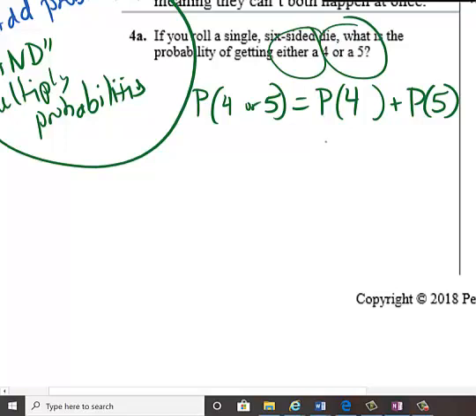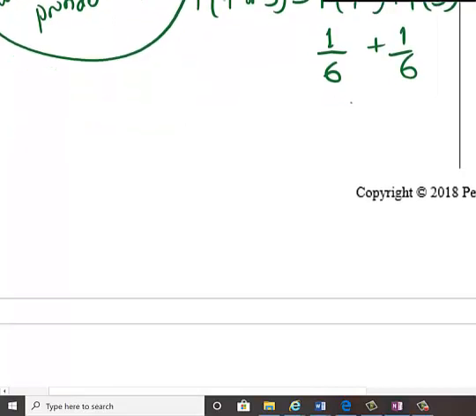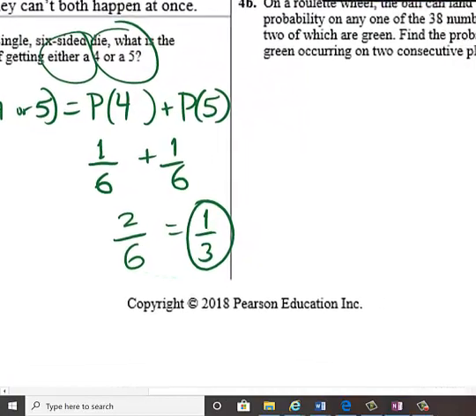So what's the chance of me getting a 4? Well, there's a 1 out of 6 chance of me getting a 4, and also a 1 out of 6 chance of me getting a 5. And I can add those together, as if they were regular fractions. 1/6 plus 1/6 is 2/6, which reduces to 1/3. So I have a 1/3 shot of getting a 4 or 5.